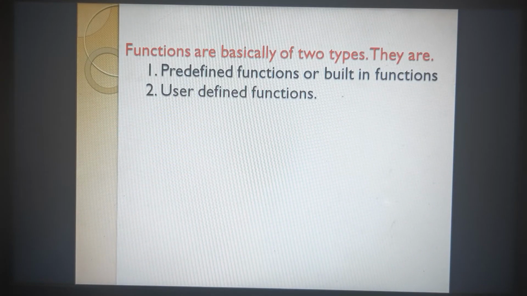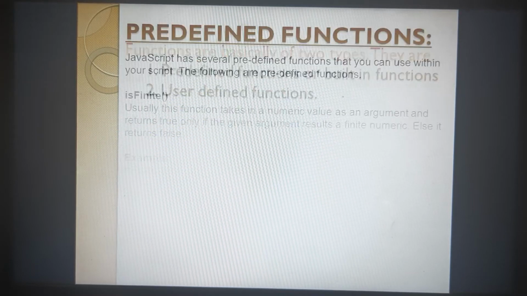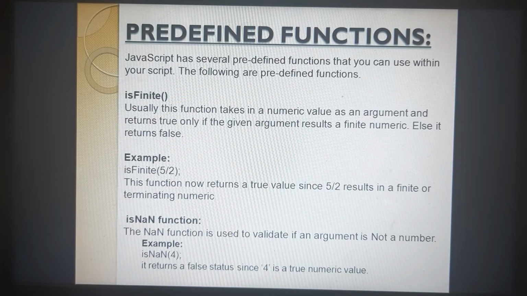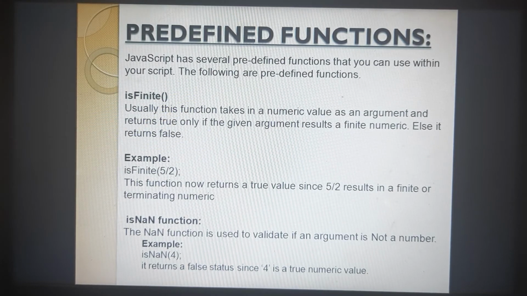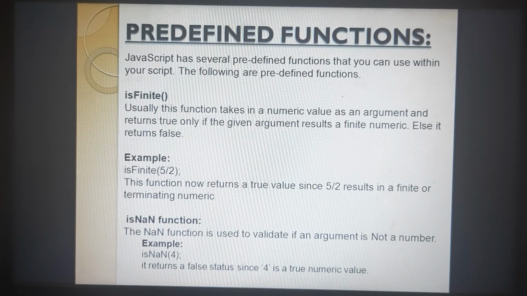Basically, we have two types of functions. The first one is called predefined functions, which are also called inbuilt functions. Second is the user defined functions. The first one, the predefined functions. JavaScript has several predefined functions that we can use in the script tags. So let us see one by one.